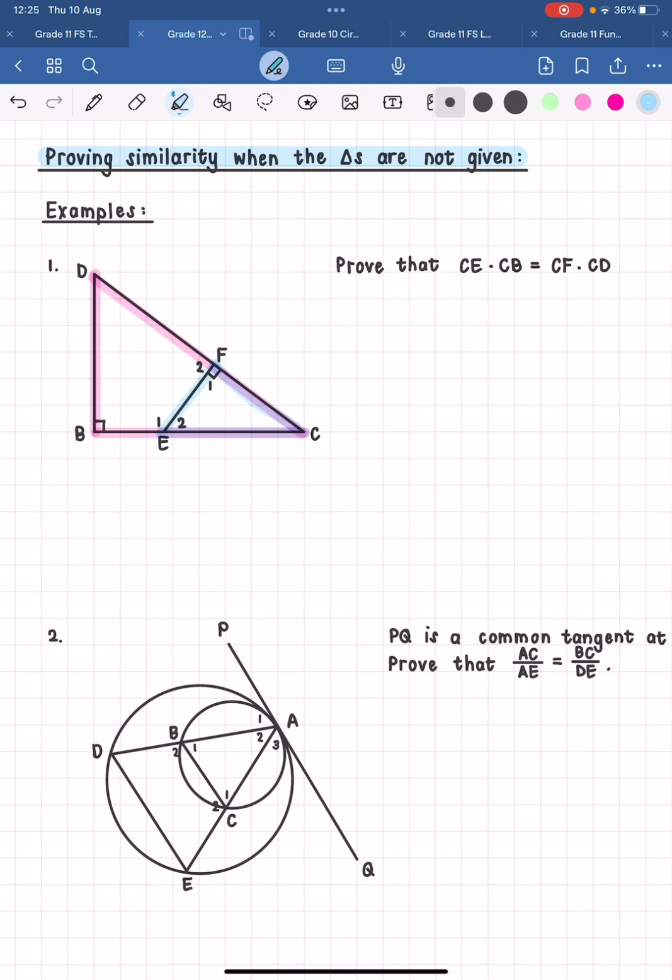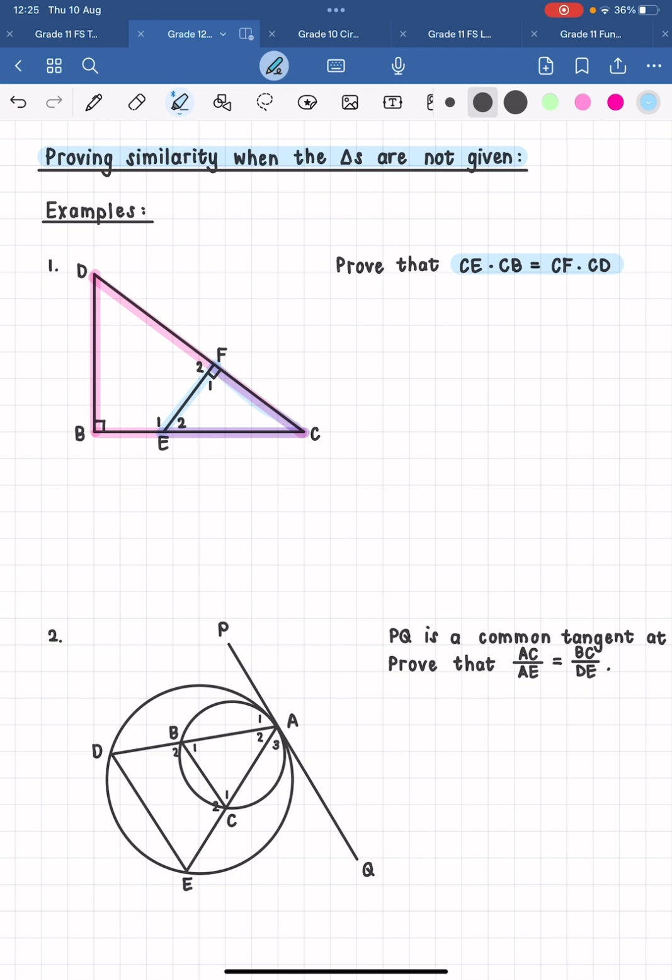Because when I have two triangles that are similar, then I can use my similarity statement to set up my fractions, right? And once I have my fractions, I can cross multiply to get this statement. Yes? I can take the denominator of the one fraction over to the other side, denominator of the other fraction also over to the other side, and then I have my statement.